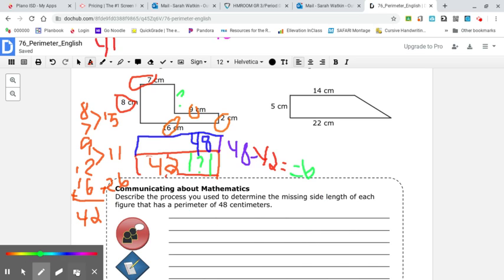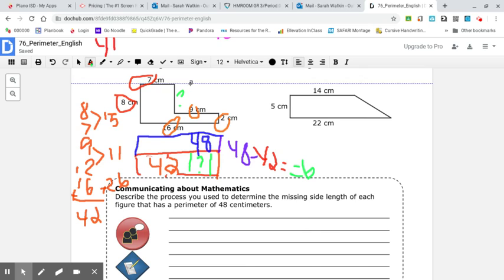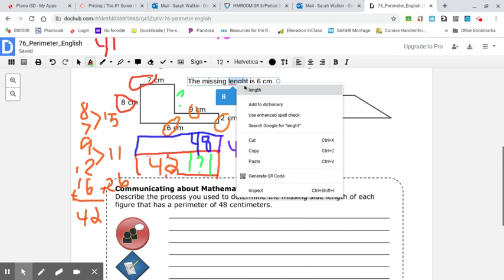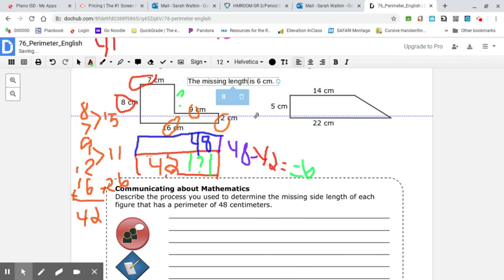So now I got to find room. It's a good thing you're doing this on a scratch piece of paper because there's not a lot of room on here. Okay. The missing length is 6 centimeters, period. Spelled that wrong. So I'm going to right click. There's the right spelling. There we go. All right.